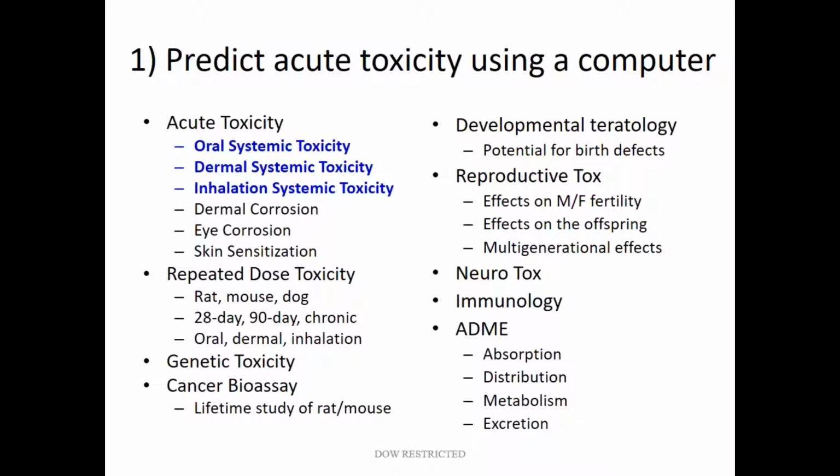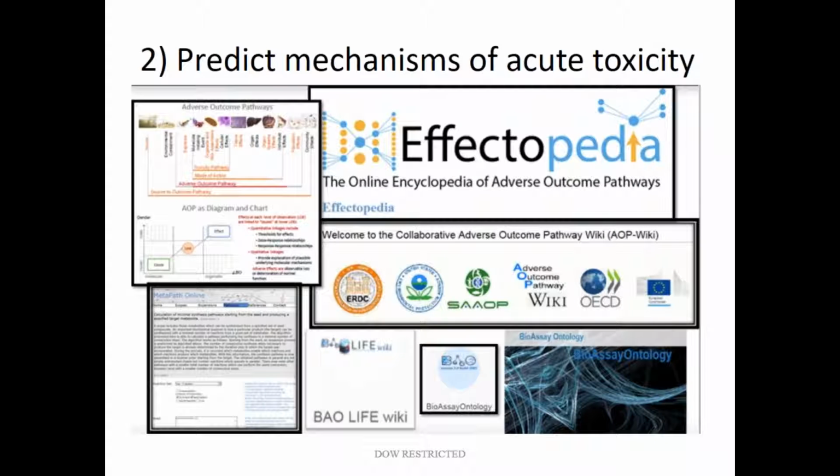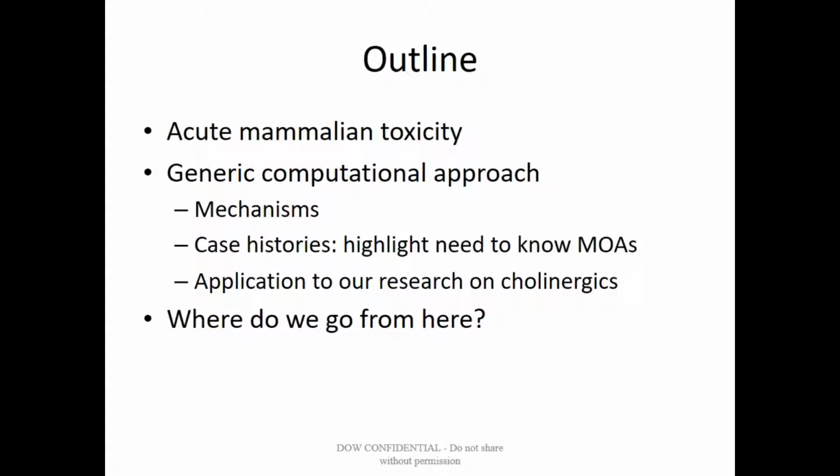There are two goals to the research that I'm going to describe this morning. The first is to predict the acute toxicity using a computer of the three endpoints highlighted in blue, which would be oral, dermal, and inhalation systemic toxicity. Second, to predict the mechanisms of acute toxicity. And I'll have some slides highlighting why it's important to focus on mechanisms.